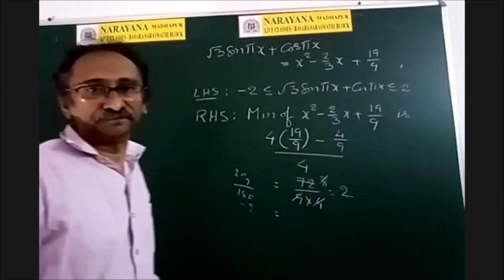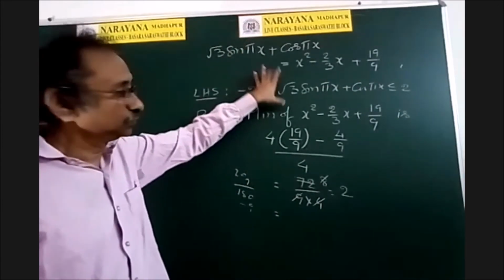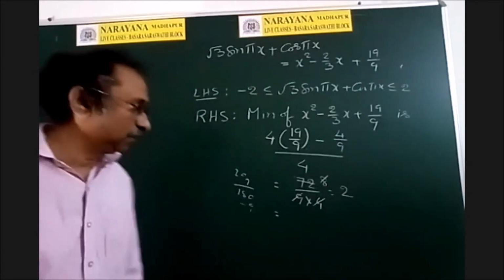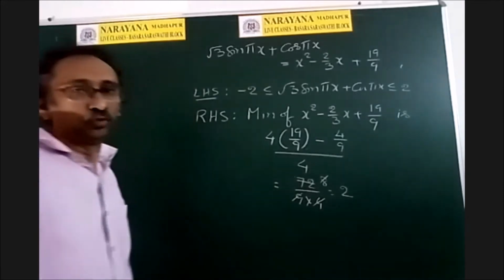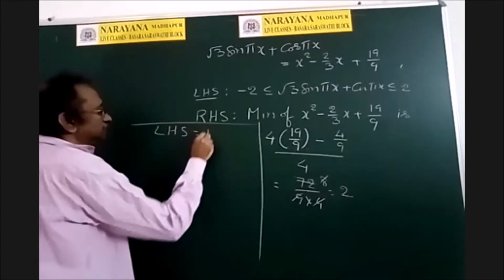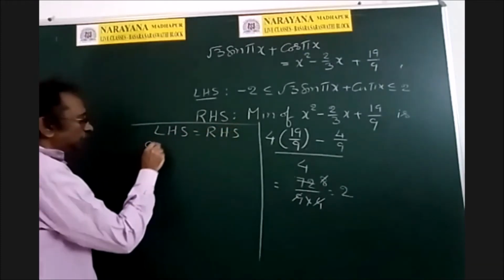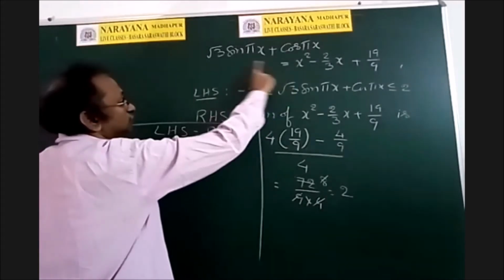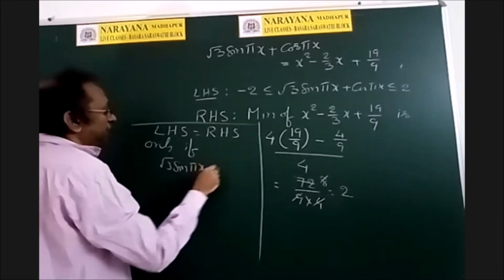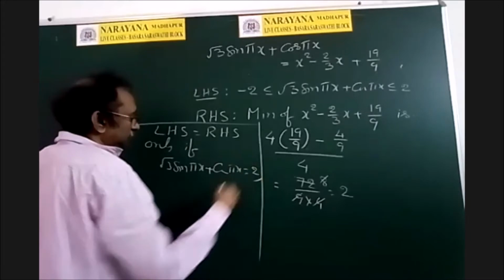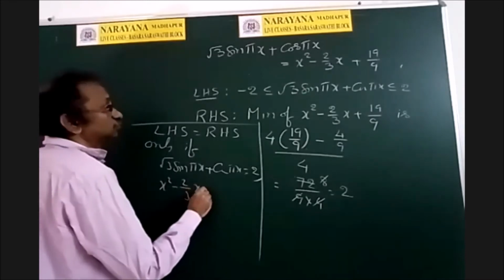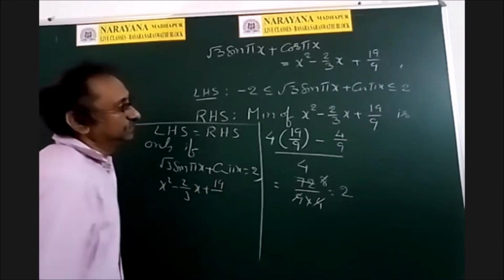And the maximum value of the left hand side is 2. So the maximum value of the left hand side is 2 and the minimum value of the right hand side is 2. That means these two functions will be equal only if both are equal to 2. So the left hand side is equal to the right hand side only if root 3 sin pi x plus cos pi x is equal to 2 and the right hand side also equal to 2. So x square minus 2 by 3 x plus 19 by 9 is 2.